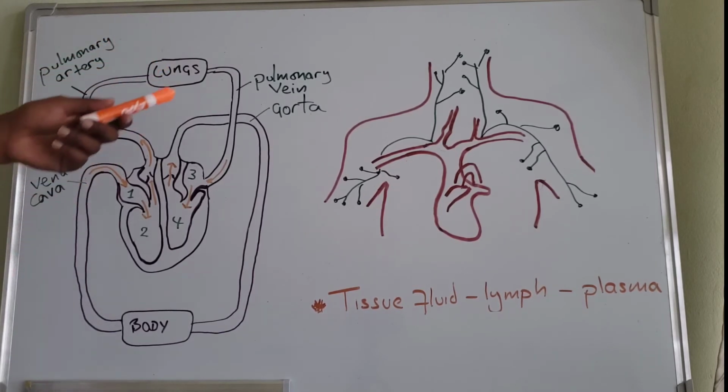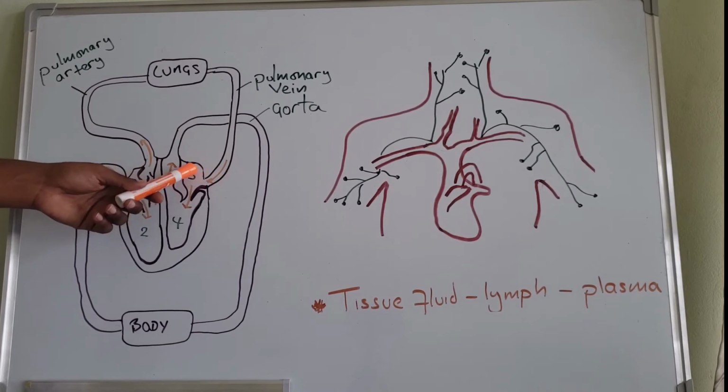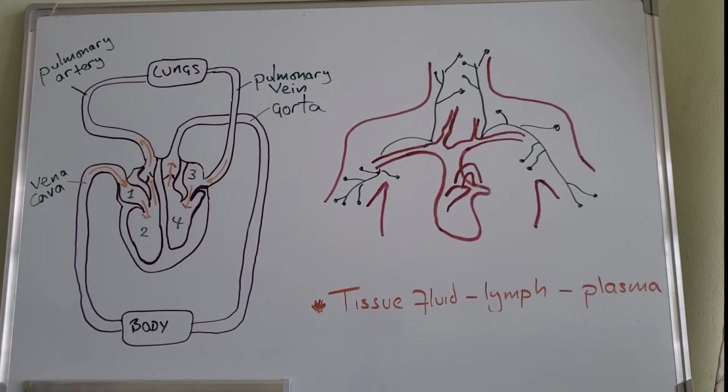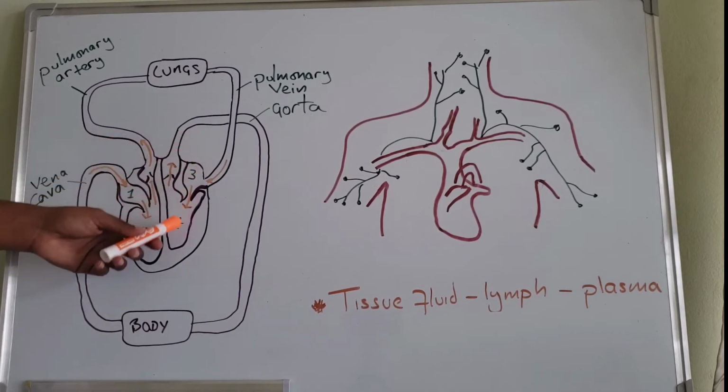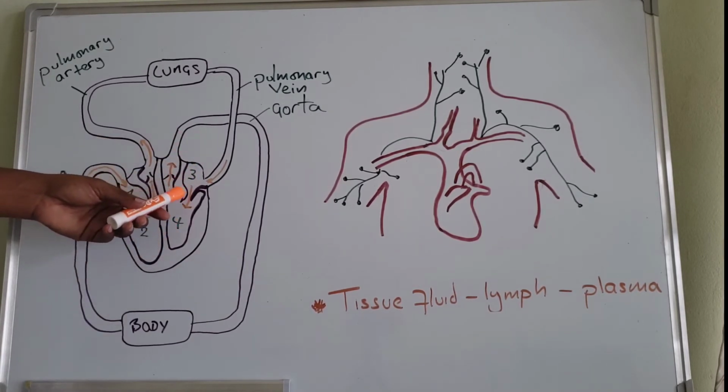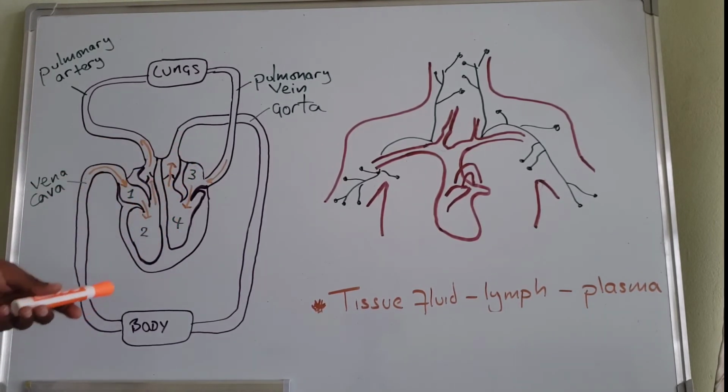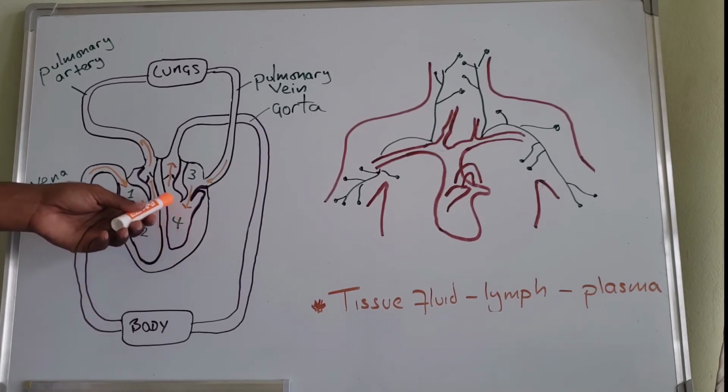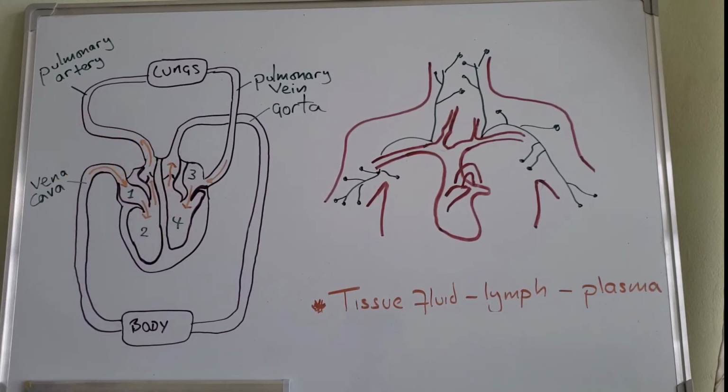All right, and from the pulmonary vein, blood enters back into the heart via the left atria. From the left atria, it goes down to the left ventricle via the bicuspid valve, and the left ventricle then pumps blood out to the rest of the body through the aorta. All right, that's the direction of blood flow. And in this explanation, we see the double pump action of the heart.